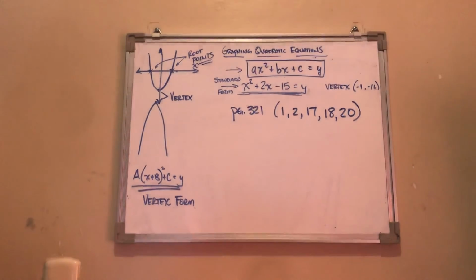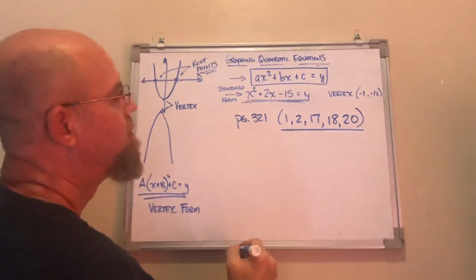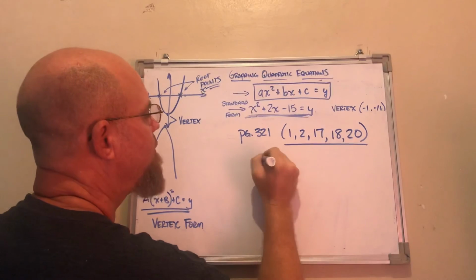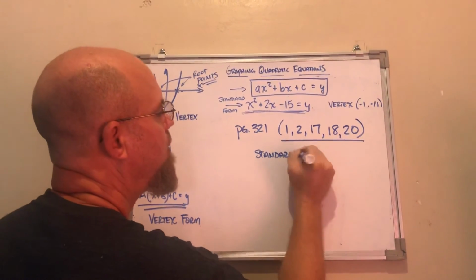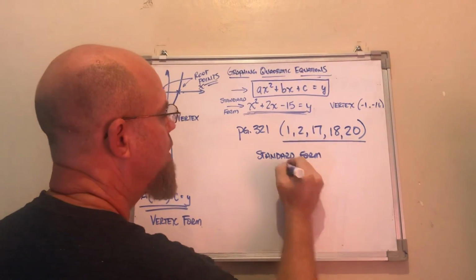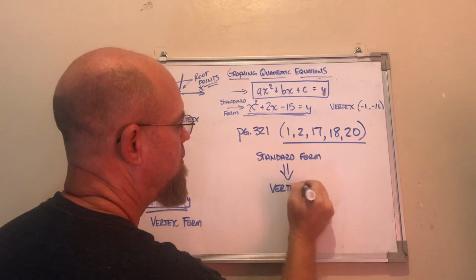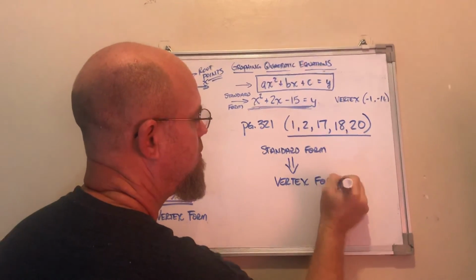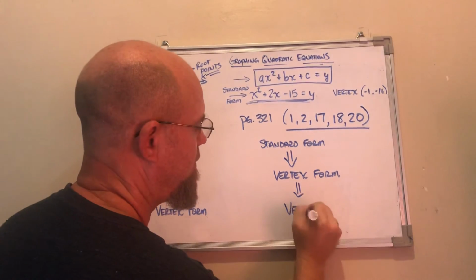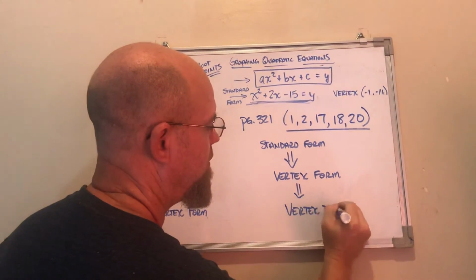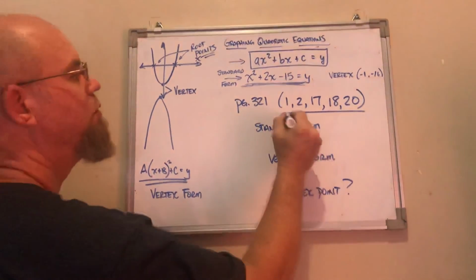Okay. So what I want you to do is take these problems, all right? They're all in standard form. And what I want you to do is change those to the vertex form. And then tell me what the vertex point is. Okay? So do these 5.